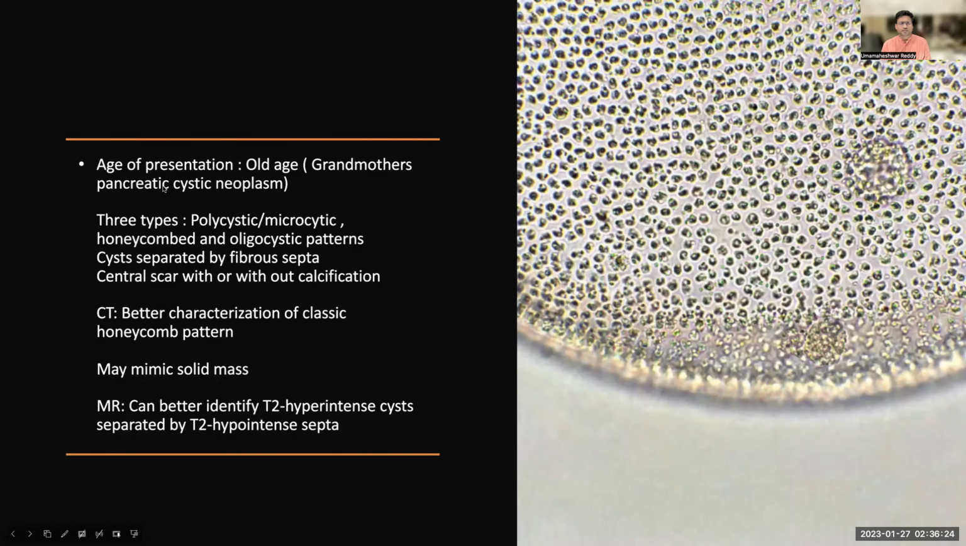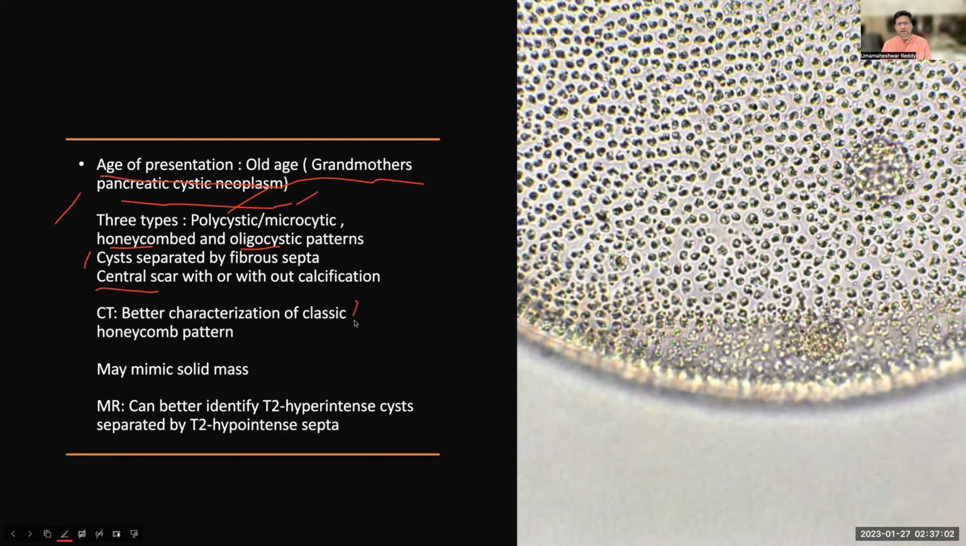The age of presentation is generally old age. We call it grandmother's pancreatic neoplasm. There are mostly three subtypes of it: polycystic, macrocystic, and you can also see honeycombed or oligocystic variant. Cysts are separated by fibrosepta, which were appreciable on T2, as you saw in our case. Central scar with or without calcification can be present.